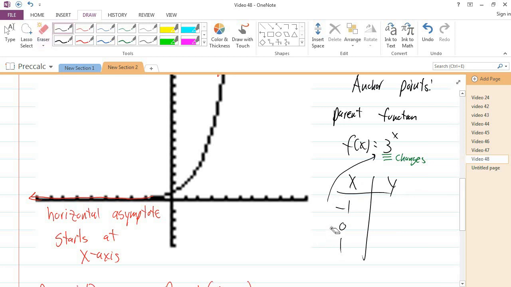Okay? So if x is 1, 3 to the first is 3. If x is 0, 3 to the 0th is always 1. And if x is -1, 3 to the negative first, remember a negative exponent tells you to flip the fraction, so this is 1/3. Okay, so these are the anchor points for 3 to the x.